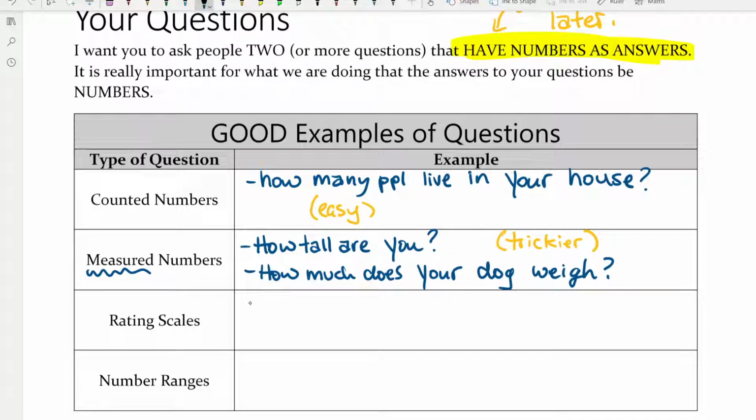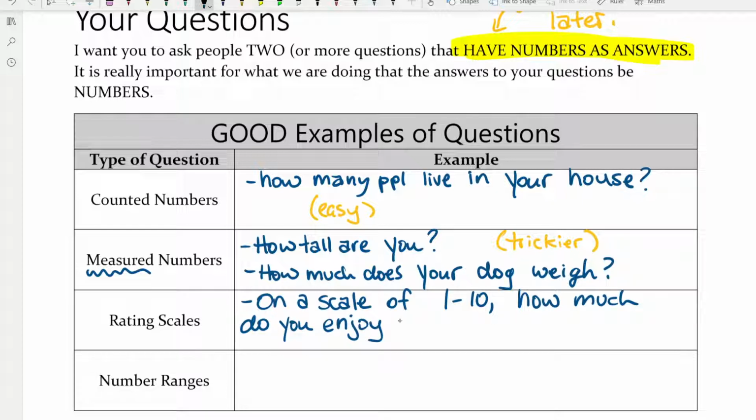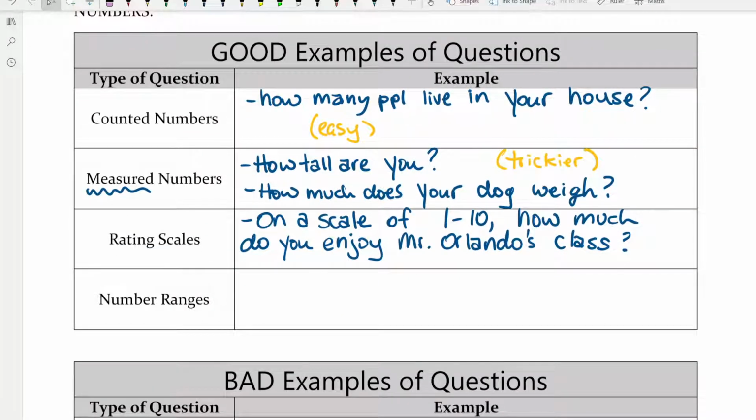Rating scales are nice. On a scale of 1 to 10, how much do you enjoy Mr. Orlando's class? Please don't ask that because I don't want to hear the answers. No, I'm kidding. You can ask that. That's a perfectly reasonable question. So here, the only possible answers are 1, 2, 3, 4, 5, 6, 7, 8, 9, 10. This is easy and good. We like this.